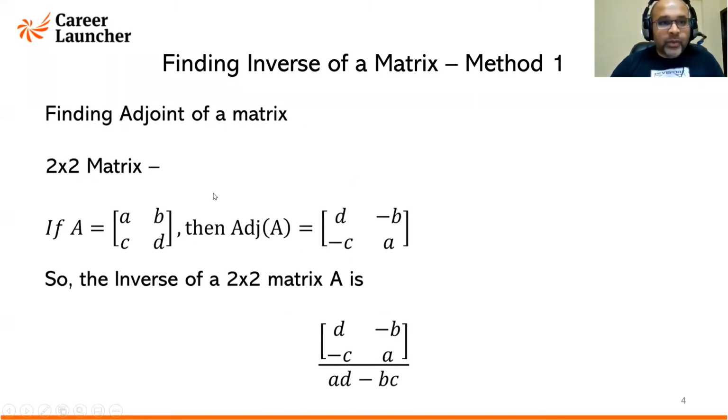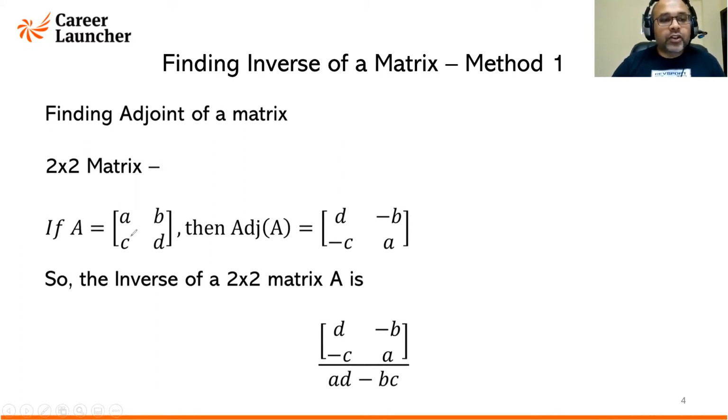Now, for a 2 by 2 matrix, the adjoint is very easy to define. So, if you start with a matrix A, that is A, B, C, D. Now, why am I taking a square matrix? Because we already discussed, for a non-square matrix, inverse does not exist. So, we are looking at a square matrix. The smallest square matrix is 2 by 2. A 1 by 1 square matrix is nothing but a single element, which is a number itself.